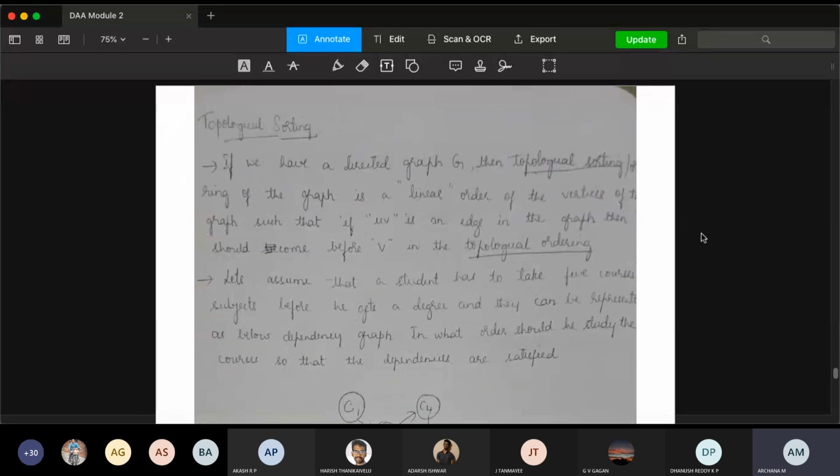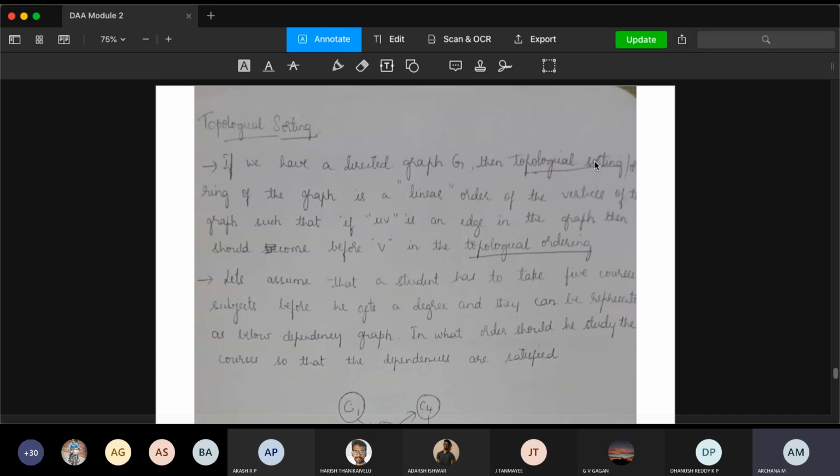U comes before V. For example, I take 1, 2, 3, 4. 1 is coming before 4, 2 is coming before 4, 3 is coming before 4. Like that, there will be a linear order of vertices. That is known as topological ordering or topological sorting.